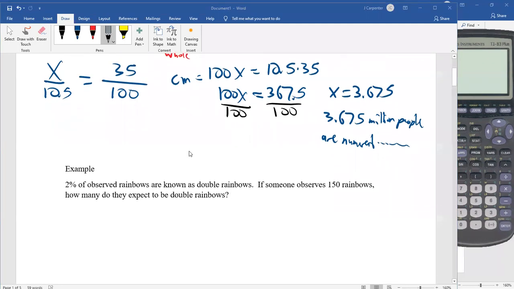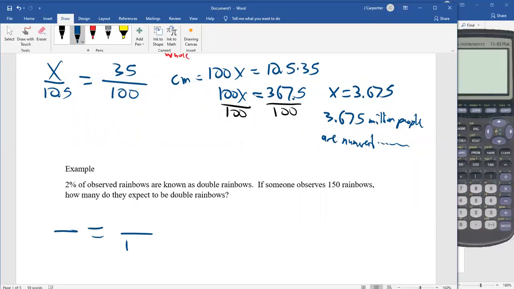All right, let's try it out. 2% of observed rainbows are double rainbows. If someone observes 150 rainbows, maybe over their life, that's a lot of rainbows to see, how many do they expect to be double rainbows? Well, sounds like a part to a whole relationship here. We're looking for a part of a whole and we're given a percentage, so we should probably go proportion scaled to 100.